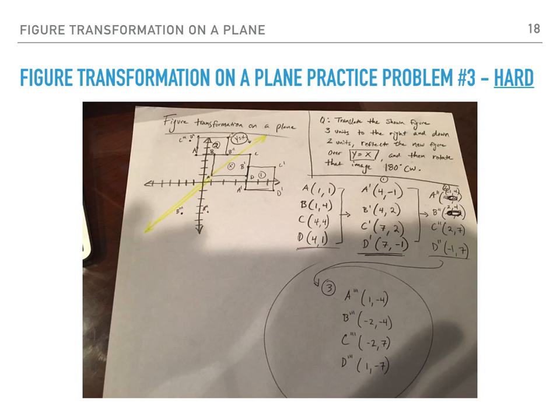And then from there, we're going to rotate the image 180 degrees clockwise. As explained earlier, 180 degrees clockwise and 180 degrees counterclockwise is the exact same thing. So use whichever one you've already used or are familiar with. It's the same exact problem. And from A double prime, which is located at (-1, 4), we're going to rotate it 180 degrees counterclockwise. For 180 degrees counterclockwise or clockwise rotation, we're going to take (x, y) and negate both of them. So (-1, 4), A double prime, becomes A triple prime, which is located at (1, -4).